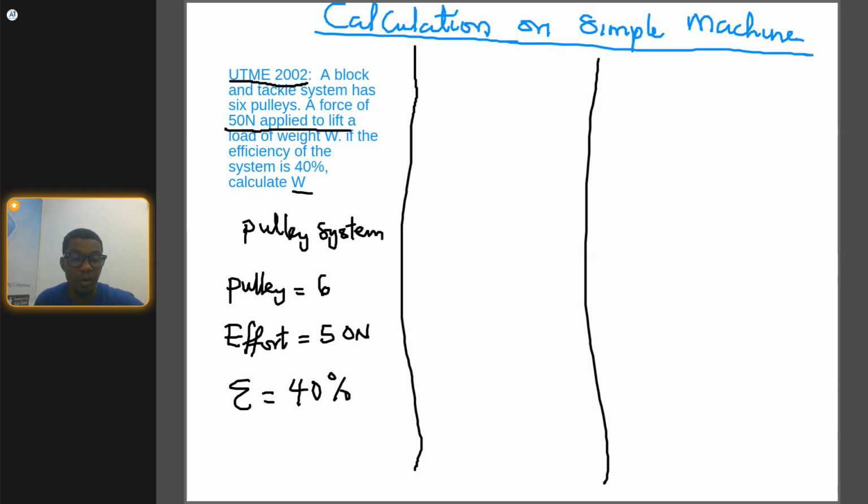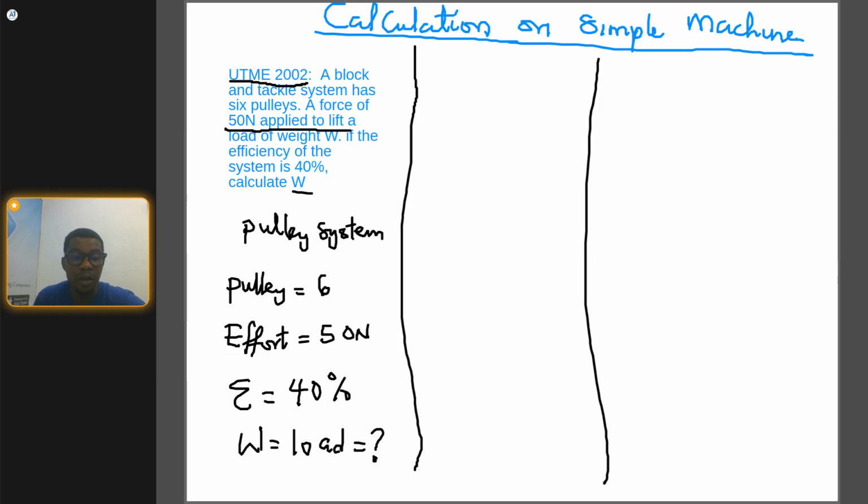The weight of the load is W. So W equals to what? Load, which is unknown. So we have to solve to get the value of W, which is the load. The load and the effort are always measured in Newton. Take note of that.